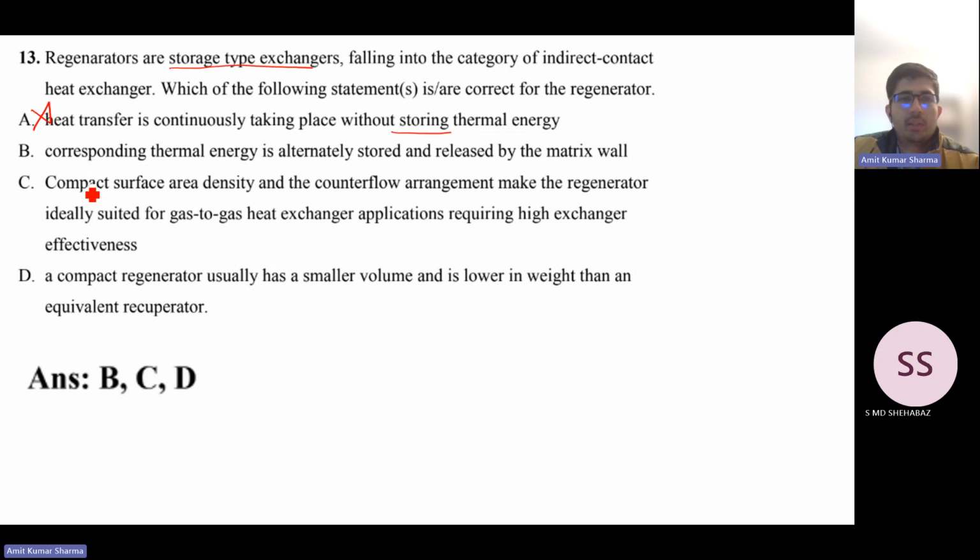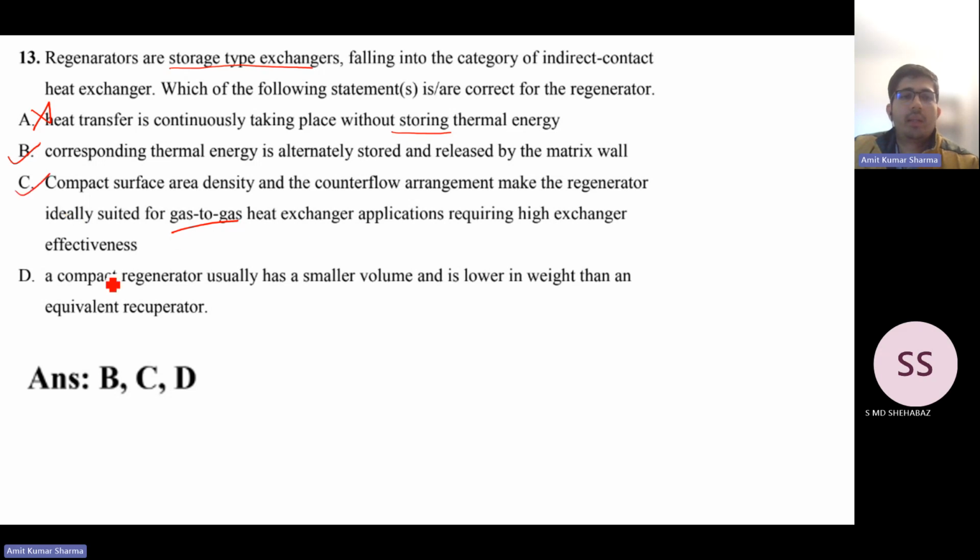Corresponding thermal energy is alternatively stored and released by the matrix wall. So we are using a matrix. We have also seen this in our first question. We are storing thermal energy and then we are exchanging it. B is correct. Compact surface area density and the counterflow arrangement make the regenerator ideally suited for gas to gas heat exchanger applications requiring high exchanger effectiveness.